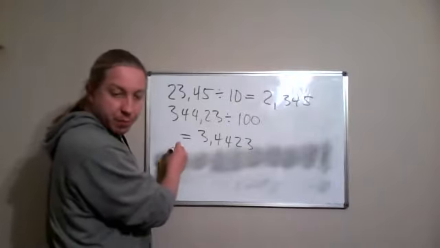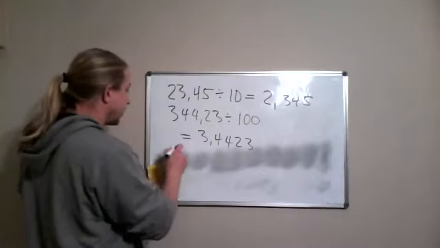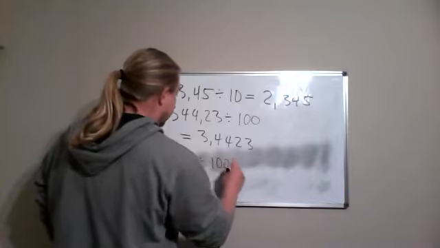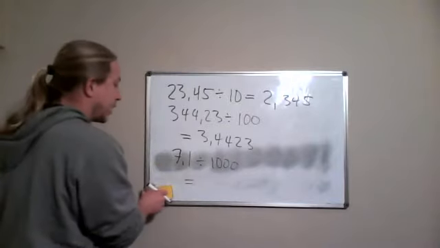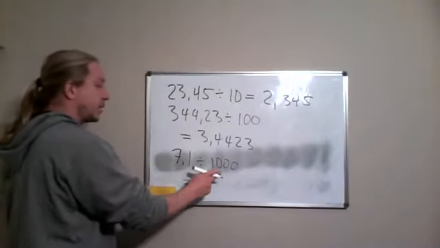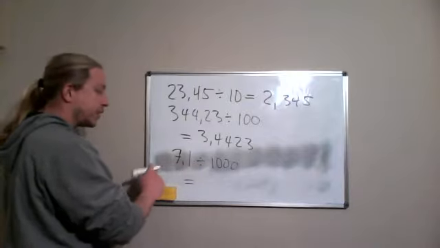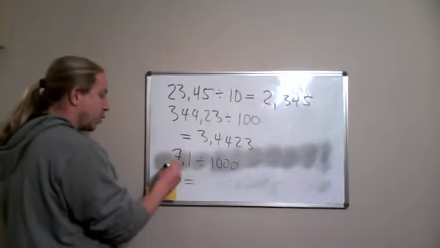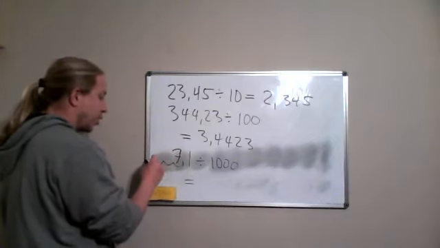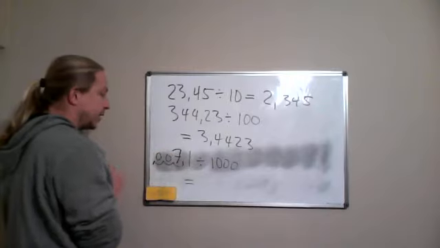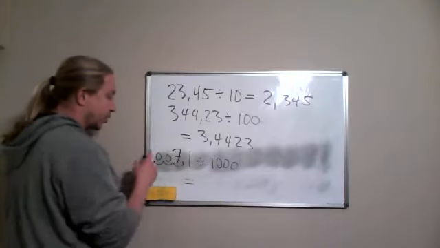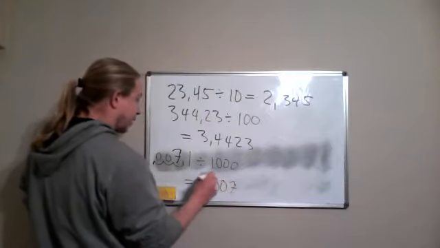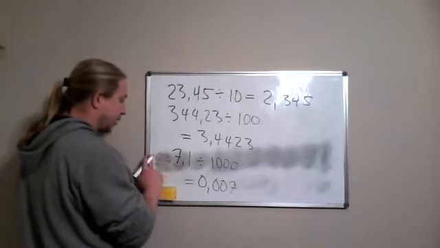So we have 7.1 divided by 1,000. Here we're moving the comma 3 places to the left. There's no numbers here, but that doesn't matter. We're going to fill in zeros. So we have 1, 1, 2, 3. The comma goes there. So there's a 0 and a 0 in front. So it's going to be 0,007. And that's our answer.